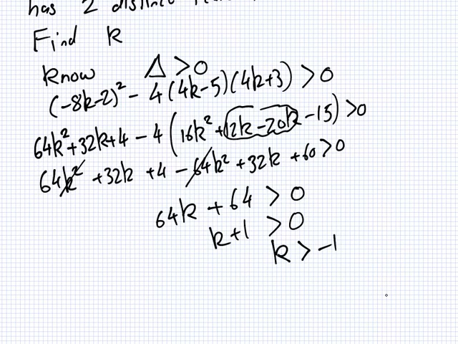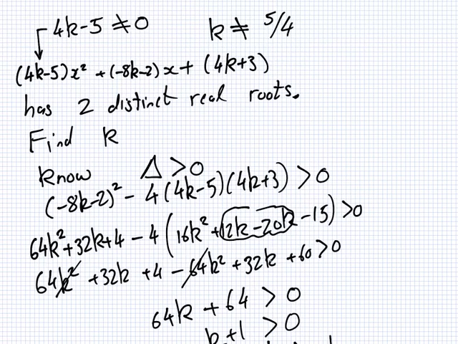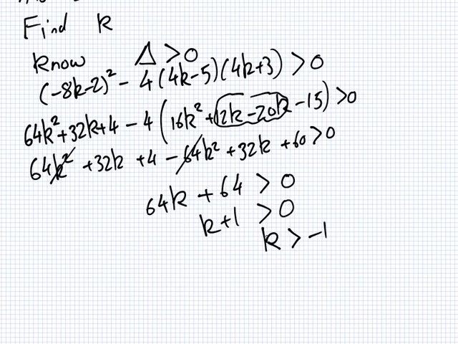But this isn't quite the full answer, because earlier I said k is not equal to 5 over 4. And if I tell you k is bigger than minus 1, would that include 5 over 4? Yes. So I also have to say k not equal to 5 over 4.